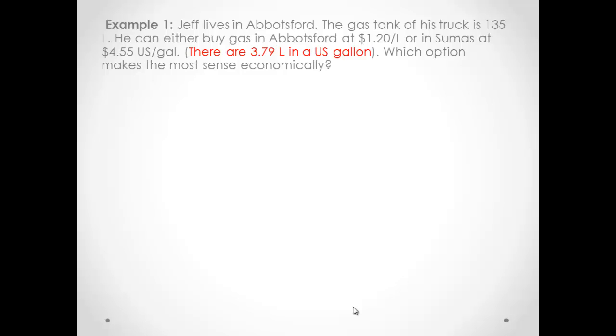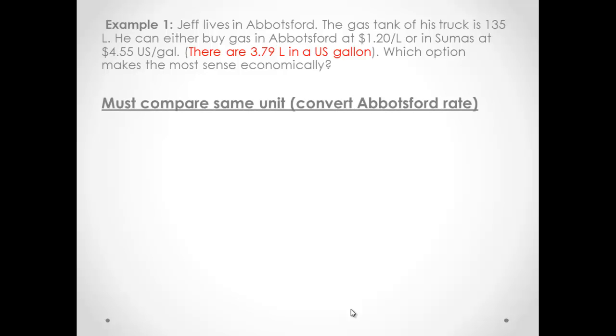So there's more than one way to do this, but what I would just do is compare rates from both places. But we have something in Canadian dollars and liters, something is in American dollars and gallons. So we got to convert them to the same rates. So let's convert the Abbotsford rate to American dollars per gallon.